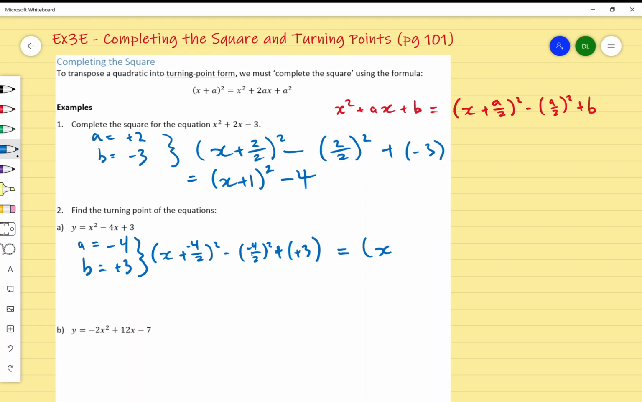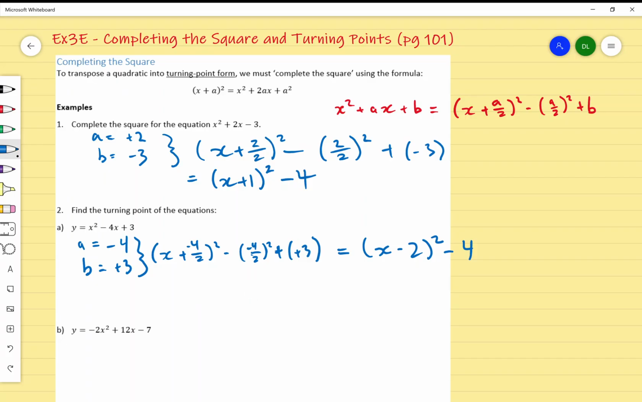x, what's negative 4 over 2? Negative 2, so x minus 2 all squared there, minus, what's negative 4 over 2 again? Square that. 4. Now it's minus 4 here. Because in the bracket right here, it's negative 2, right? So that would be negative 2. And then square that would give me 4. But we still have that negative in front. So we end up with negative 4.